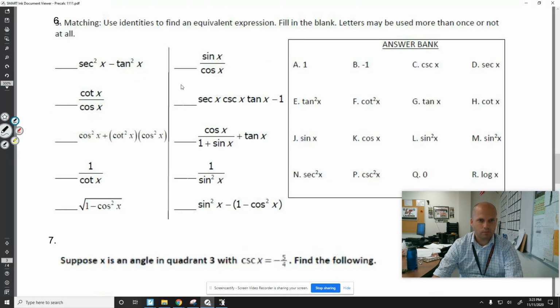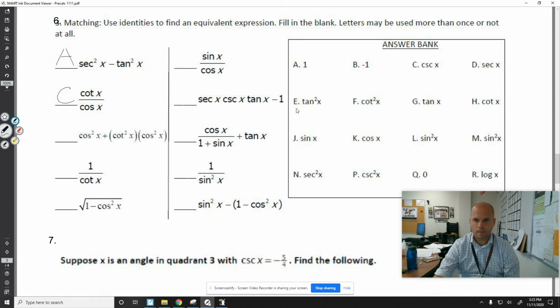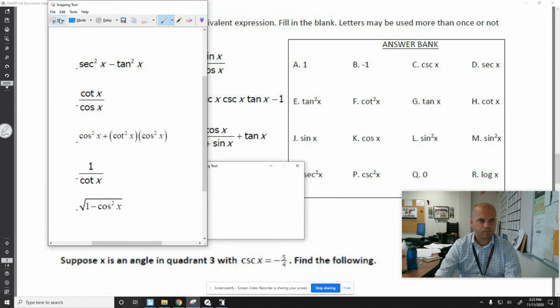Well, let's see. I think for this, it's A. I think for this, it's cosecant C. I think for this, a tricky one, cotangent squared. F. I think this is just tangent. G. I think this is just sine. J. Next set.